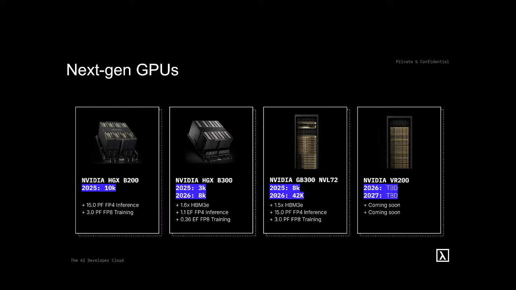The types of GPUs you can access through Lambda are the latest and greatest. B200, B300, and GB300 are all options through Lambda. And soon we'll be one of the first partners to bring the VR200 series to market in 2026 and 2027.